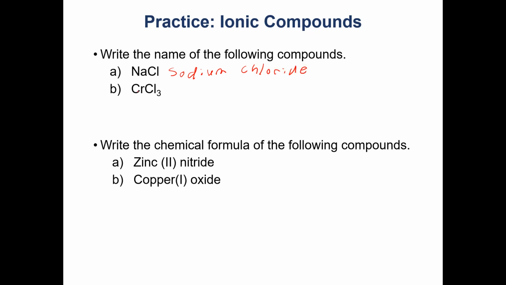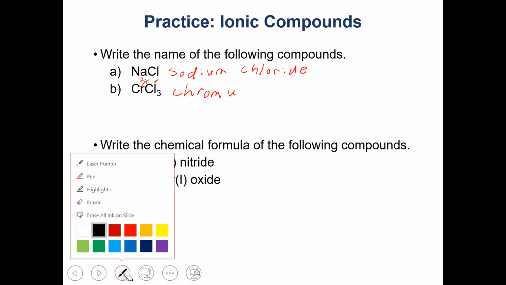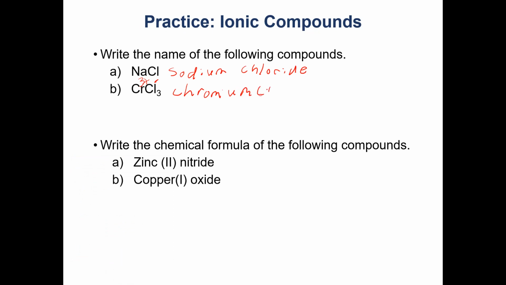Now chromium, if you look at your periodic table, is one of our transition metals. So if we look at chlorine, chlorine is one of our halogens, that's in group 17 or 7A, which means it has a negative charge on it. But there are 3 of them, which means this chromium has to have a 3 positive charge on it. So we would call this chromium(III) oxide.